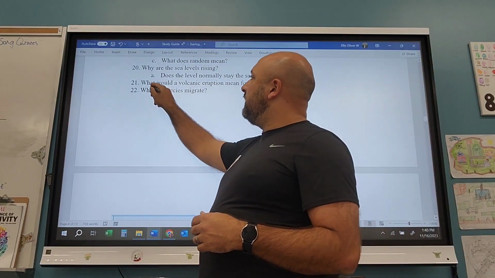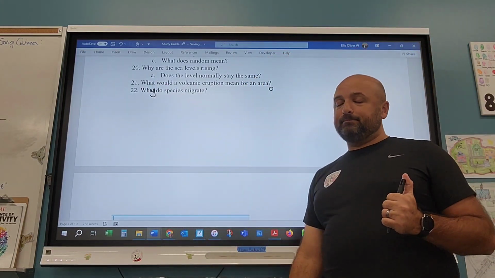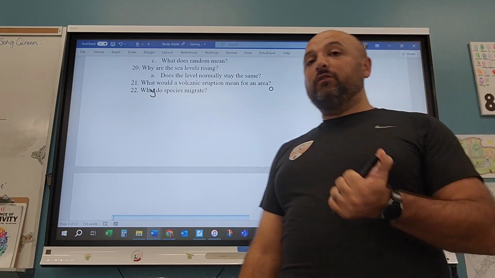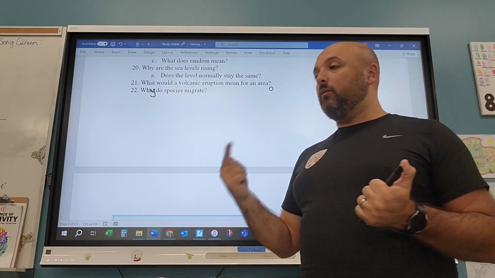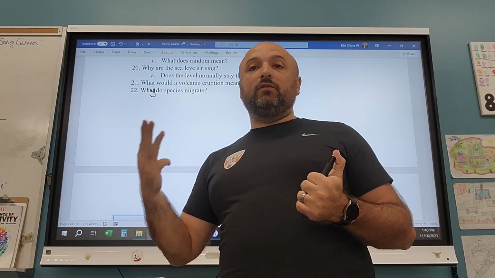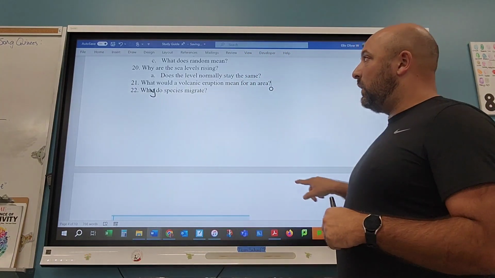Why do species migrate? Not what. Well, why they migrate is that the stress in an area is too much. There's not enough food, there's not enough water, it's too hot, it's too cold. The only thing that group can do is to move somewhere else. That's why species migrate.